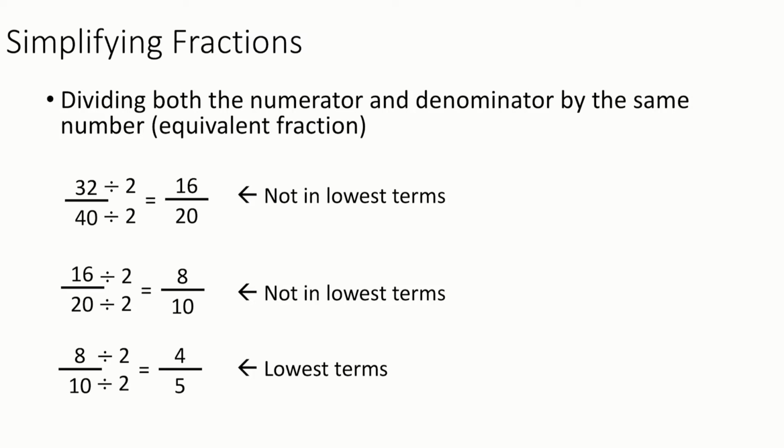What's more, 5 is actually a prime number, where the only numbers that divide 5 are 1 and itself. Once you start seeing prime numbers in your fractions, that's a pretty good indication that you're in lowest terms, but you should always make sure that you can't reduce any further. And you can see here that we divided by 2 three times.